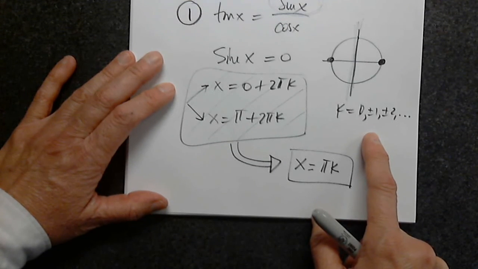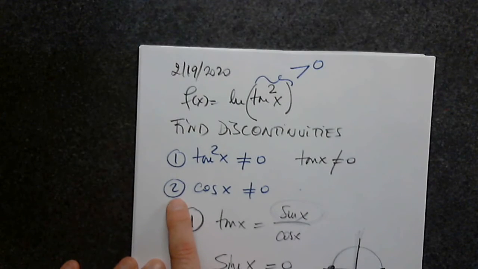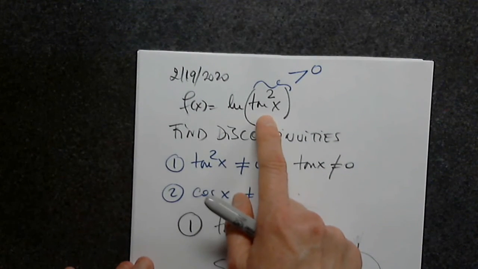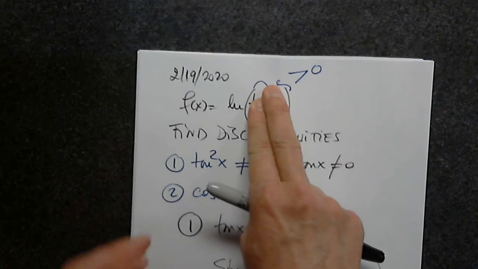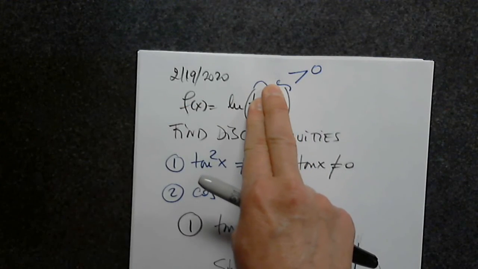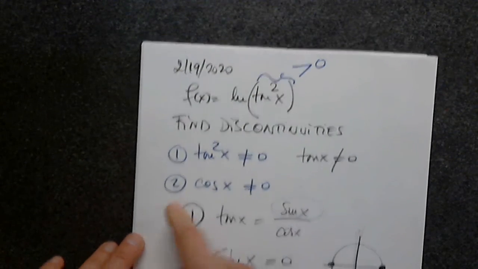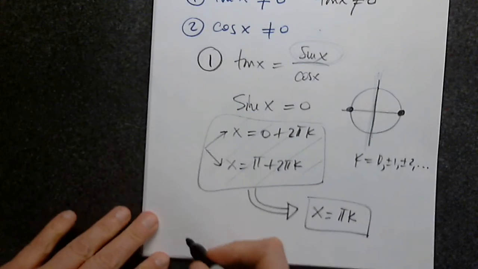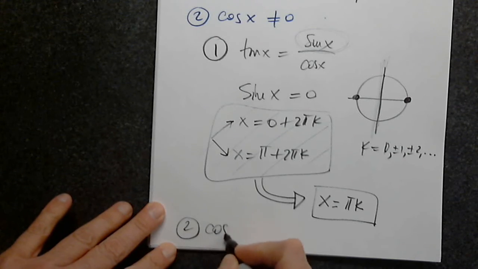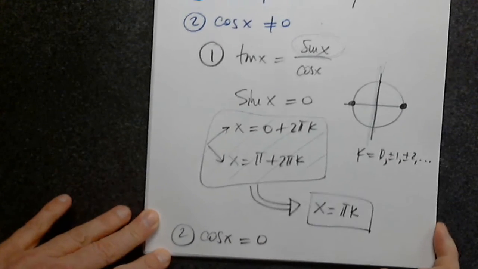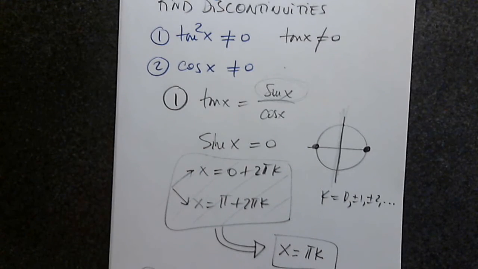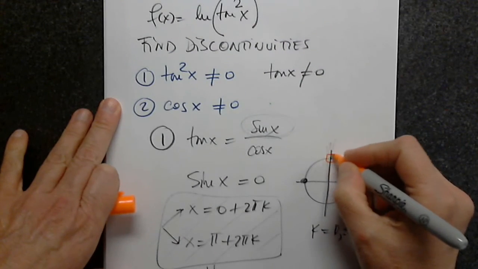Is this it? No. Now I have to worry about the second possibility where this is undefined. And if this is undefined, natural log of undefined is undefined. It doesn't exist. So now I have to take care of this. So in number 2, I have to solve the equation cosine x equals 0. Well, when I solve the equation cosine x equals 0, I get these.